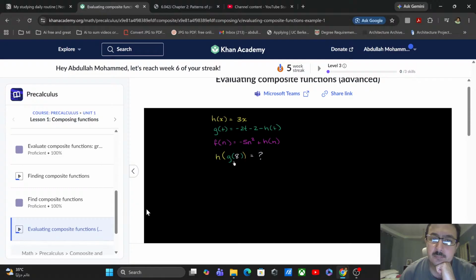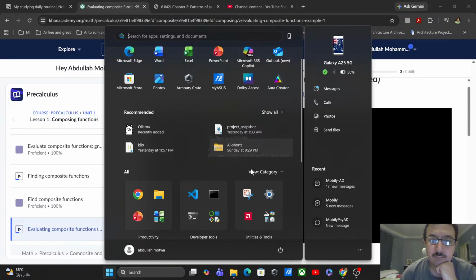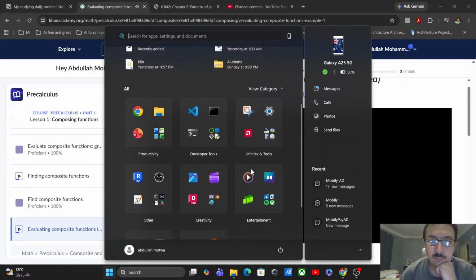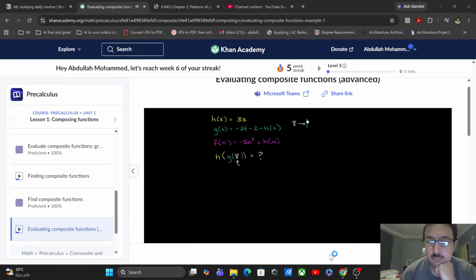And this can be very daunting, but we just have to remember that all a function is something that takes an input and gives you an output for it. And this somewhat convoluted looking statement is another way of saying, look, we're going to take the number 8, and we are going to input it into the function g.